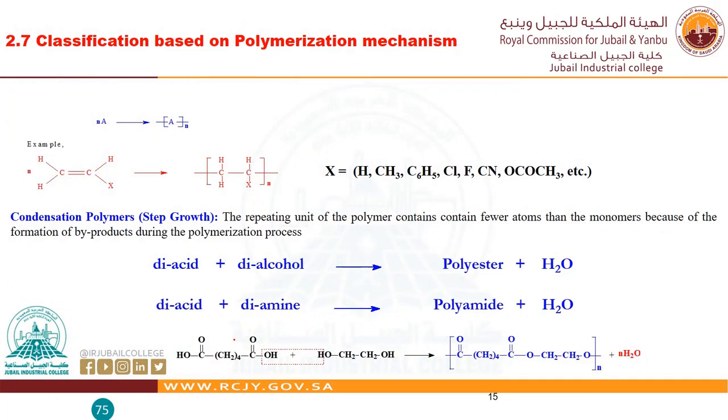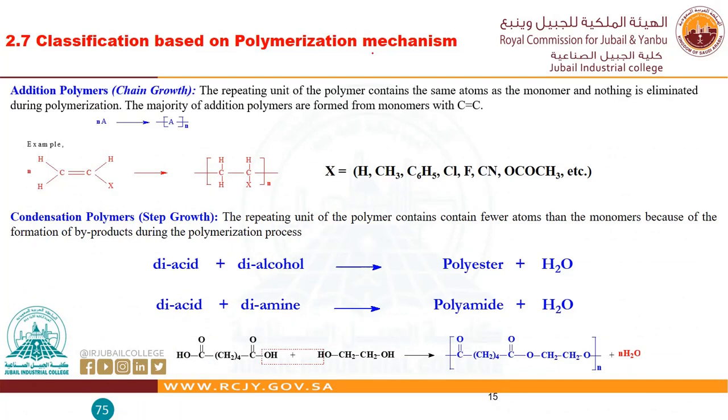The last classification, of course, is based on the mechanism, that is, the method of polymerization. Some polymers are produced by chain growth, that is, addition polymers. They are called addition polymers, and these are mainly polymers that have multiple bonds. For example, you have a double bond, they react to form a single bond, and these polymers are called addition polymers.